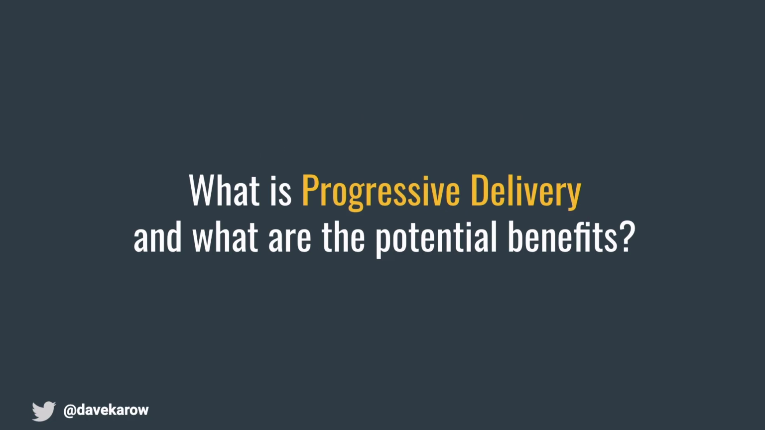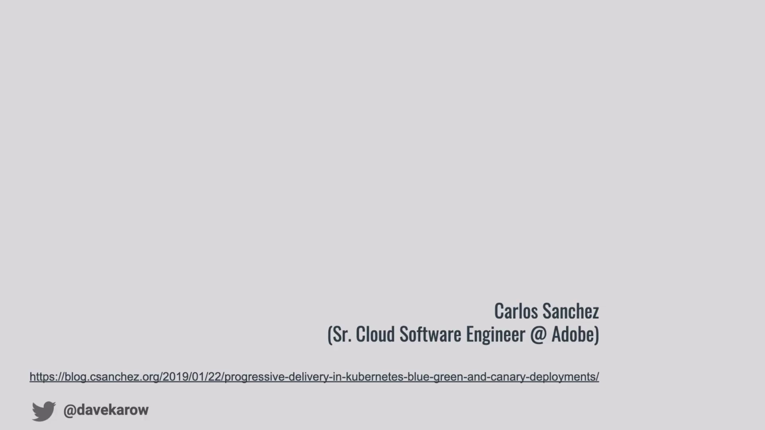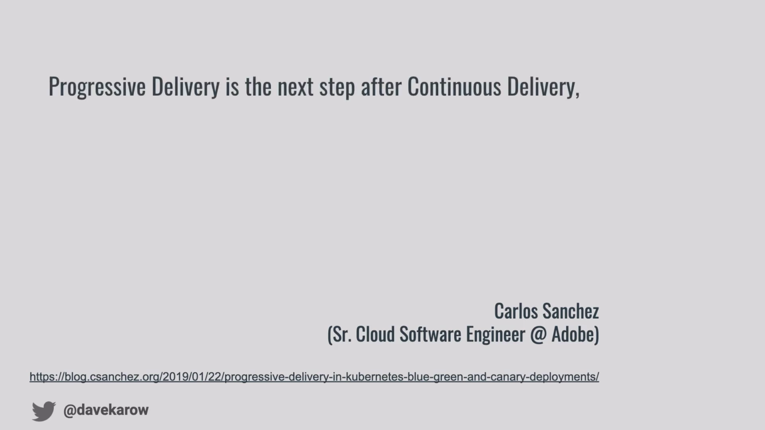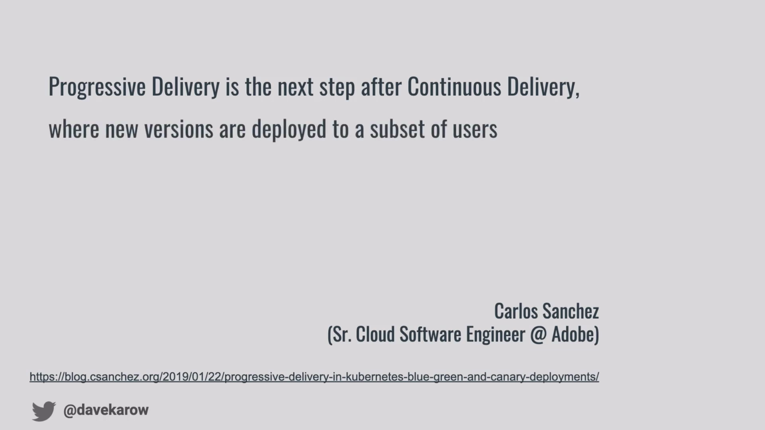So what is progressive delivery, and what are the potential benefits? There's one definition that Carlos Sanchez, who's now at Adobe, wrote, which is great. I'm literally going to build it out a line at a time because it's a really well-parsed way to say what this is. Progressive delivery is the next step after continuous delivery, where new versions are deployed to a subset of users. It's really important, a subset of users, not a big bang.